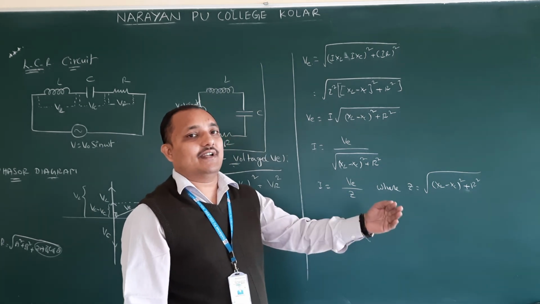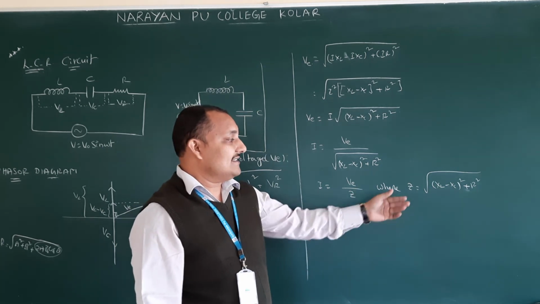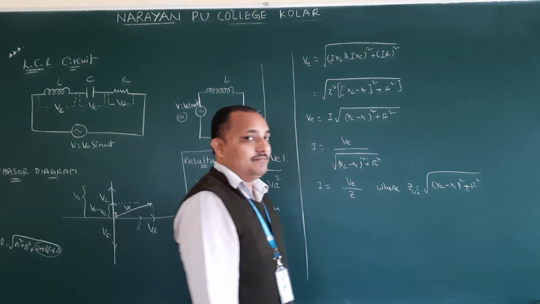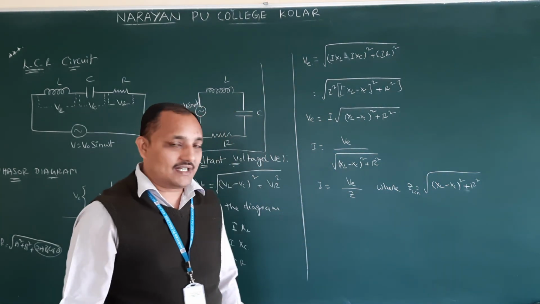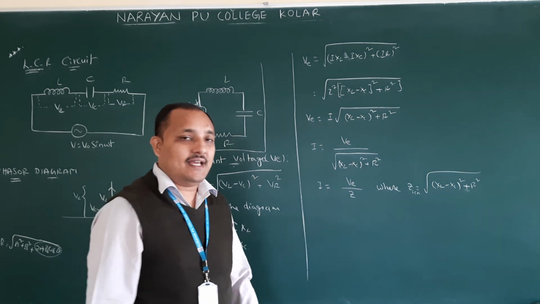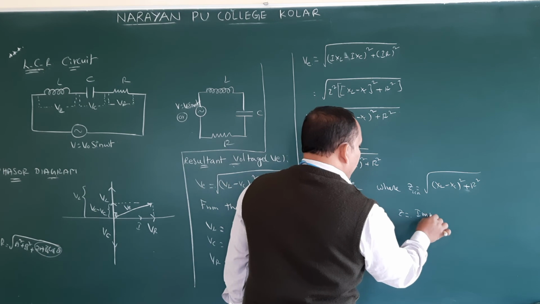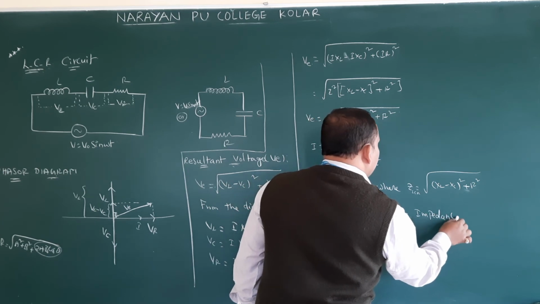In a CR circuit we will write ZCR. But in an LCR circuit generally we have to write ZLCR. But you don't have LR and CR in our textbook. Therefore, simply you can say impedance. If you write Z, that is called impedance.